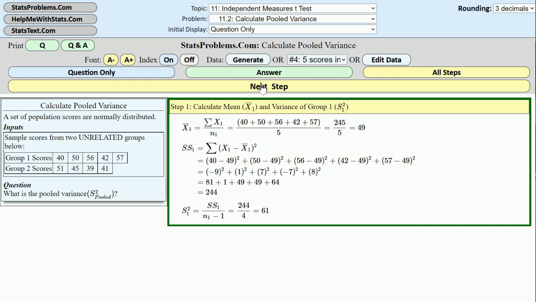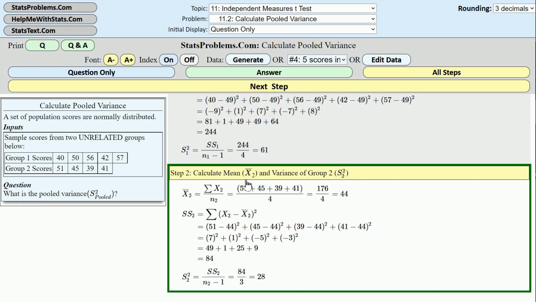In Step 2, we calculate the mean, x bar 2, and variance of Group 2, S2 squared. X bar 2 equals the sum of x2, divided by the sample size of Group 2, N2. In this example, x bar 2 equals 51 plus 45 plus 39 plus 41 divided by N2, 4, which works out to 176 divided by 4, which works out to 44.